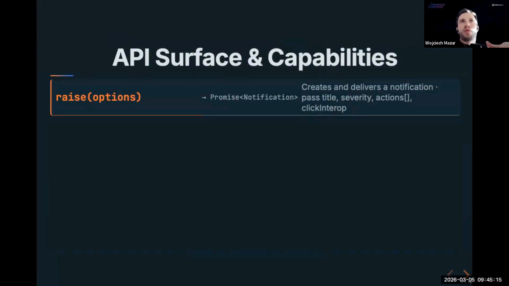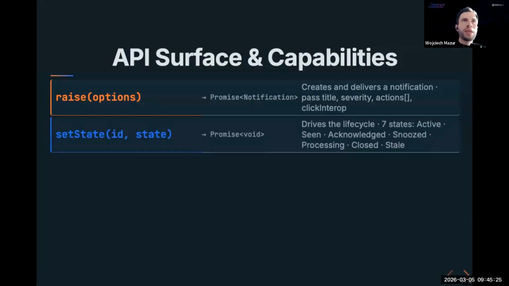And this is what makes it powerful. This is what also returns a notification object. So if you hold on to the ID of the notification, then you can act programmatically on that notification later on. You can also set the state programmatically on the notification, so it really closes the loop from the backend.